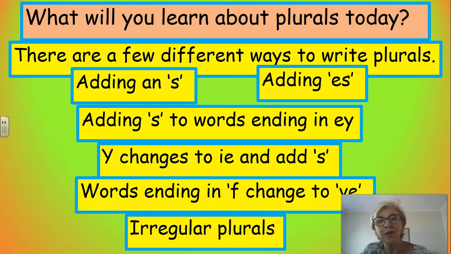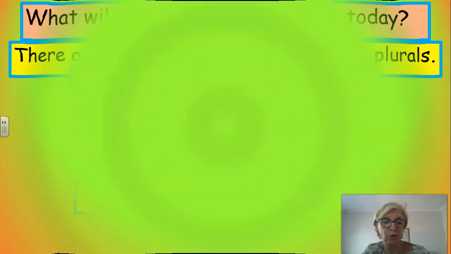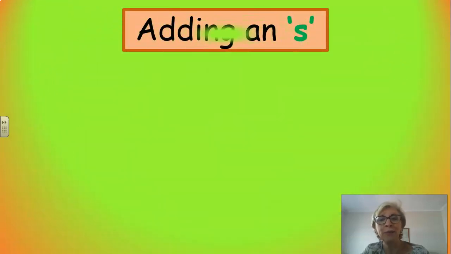Irregular plurals are those that just have a law to themselves. They don't listen to any other rules. They have their own rules, much like some people we know.